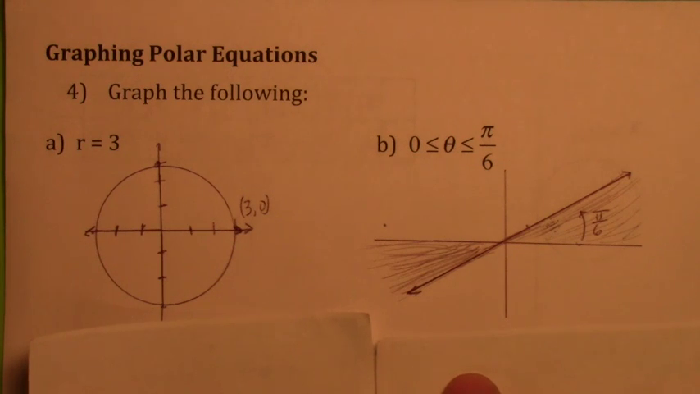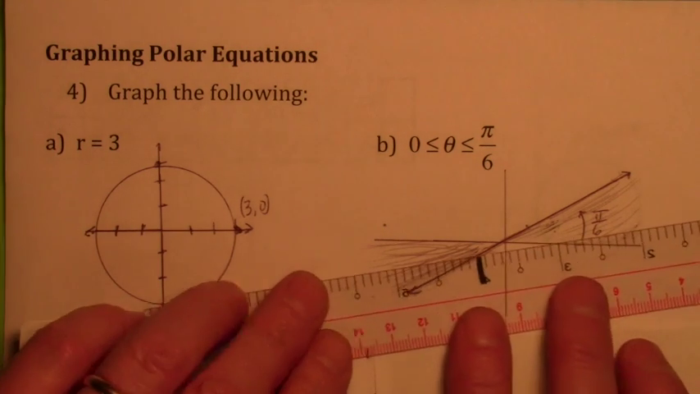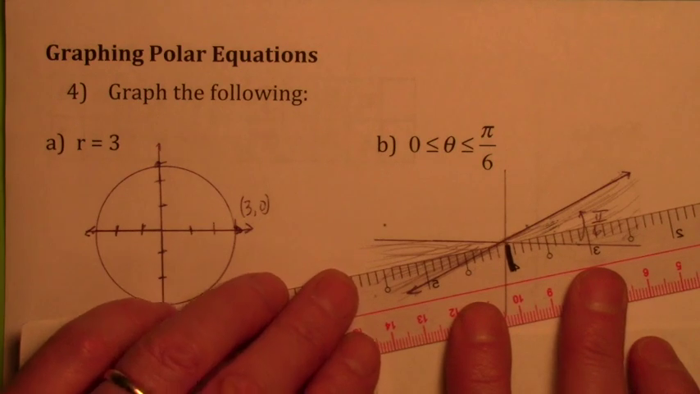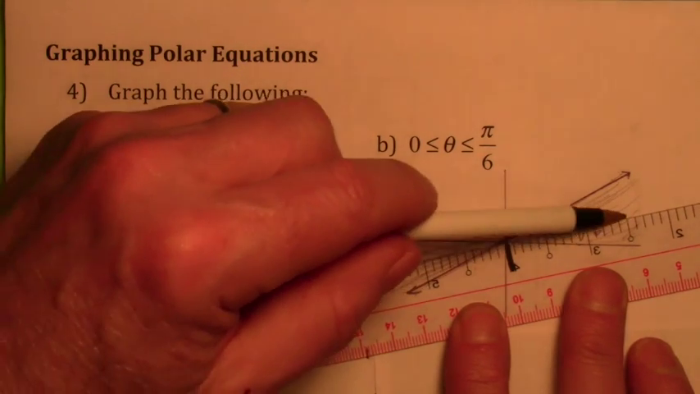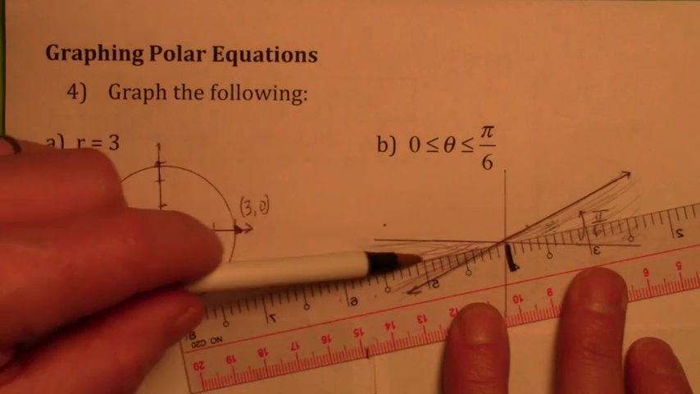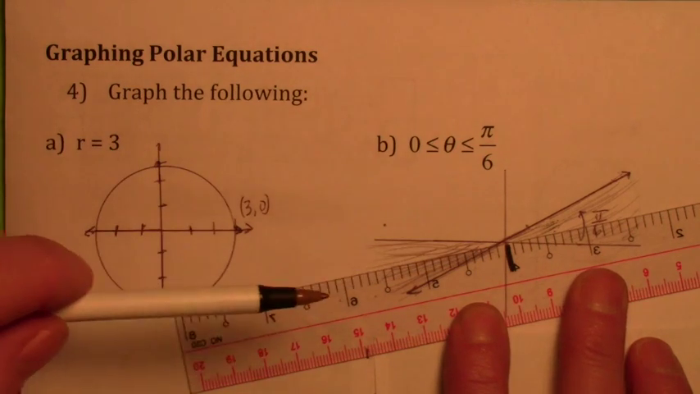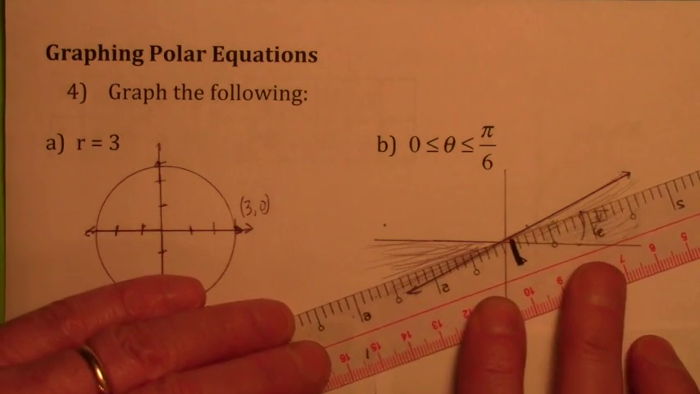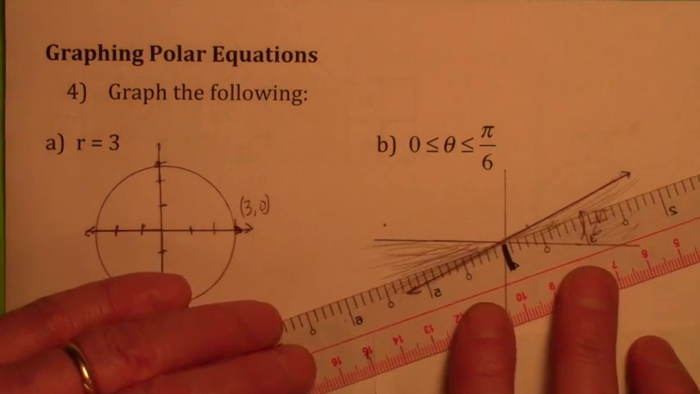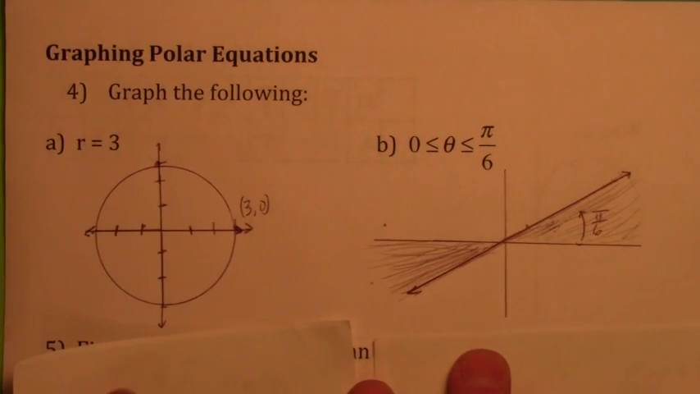Now, you get two of these pieces because if you have any angle between 0 and pi over 6, you don't assume r is positive. r could be a negative value too. That's how you'd pick up these values over here. So you're picking up all possible line segments where r is positive or negative.